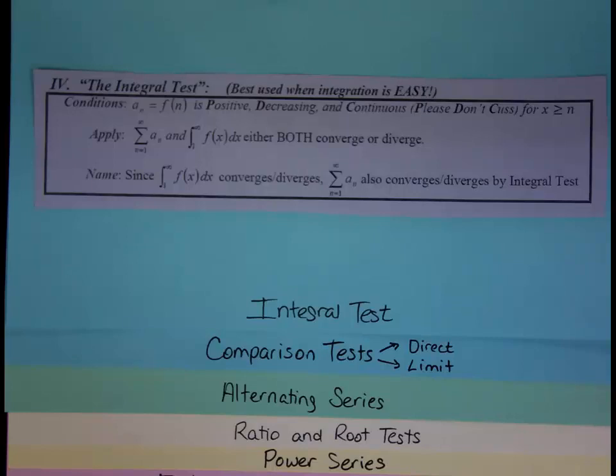Conditions: that f of n is positive, decreasing, and continuous. Please don't cuss. PDC. You've got to write that down. You apply the fact that the series and the integral either both converge or they both diverge. Now, I believe this is more than you really need to write. She wrote, since the integral converges or diverges, the series also converges by the integral test. I believe it's sufficient to just write, therefore the series converges, based on the answer you get. But I will double check with her. Okay? Any questions?